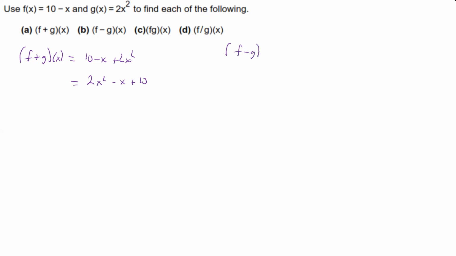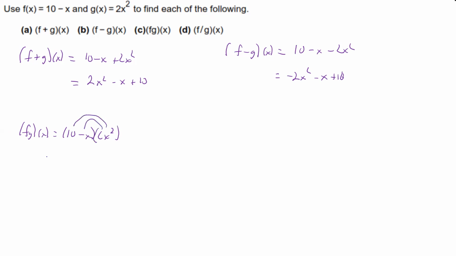Now, f minus g of x, well, that's just going to be 10 minus x, and then we're going to subtract off 2x squared. And again, in decreasing order, minus 2x squared minus x plus 10. And that would be our final answer. Now we have f times g of x. Well, that's going to be 10 minus x times 2x squared again. We take that times that, and that times that. So it's going to be 20x squared minus 2x cubed. And in decreasing power, minus 2x cubed plus 20x squared.